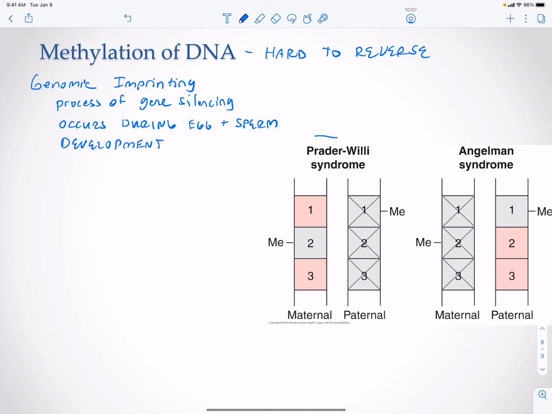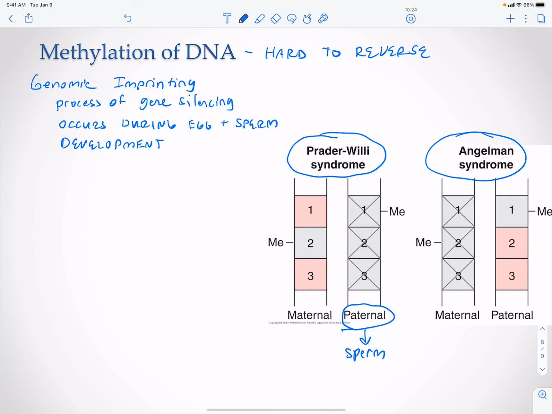So let's look at these two syndromes. We have Prader-Willi syndrome and Angelman syndrome. In the same region of the DNA, in Prader-Willi syndrome, you will always have paternal silencing of a gene. So this is in the sperm. And in Angelman, you'll have maternal silencing of the gene, and this is in the egg. And this is normal. There's no problem with this at all because for Prader-Willi syndrome, this section of the gene has to be expressed on maternal chromosomes. And for Angelman syndrome, this section of the gene has to be expressed on paternal.